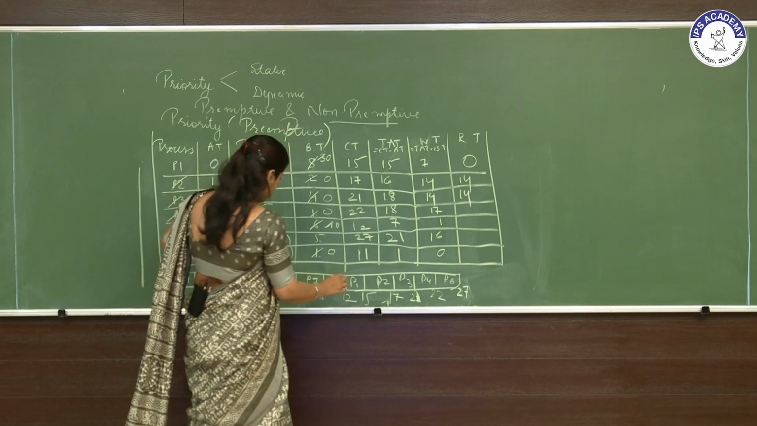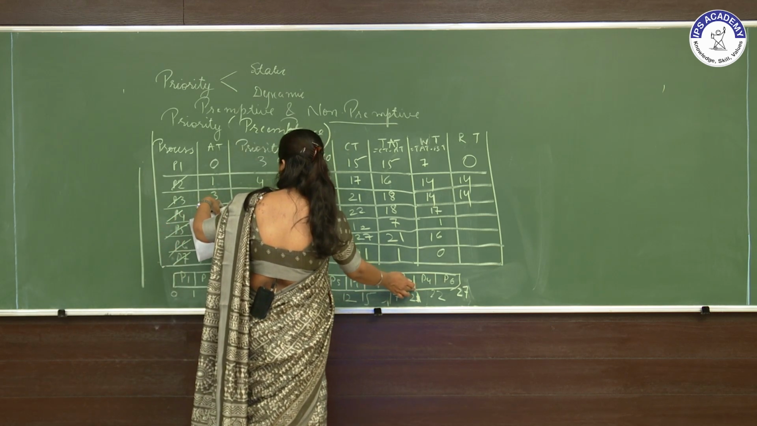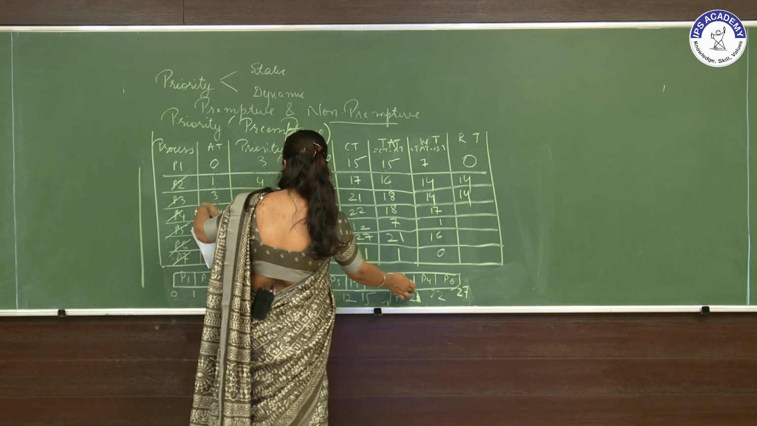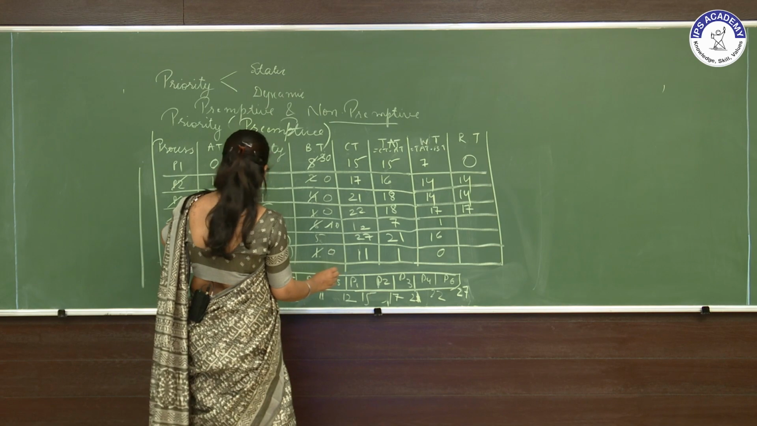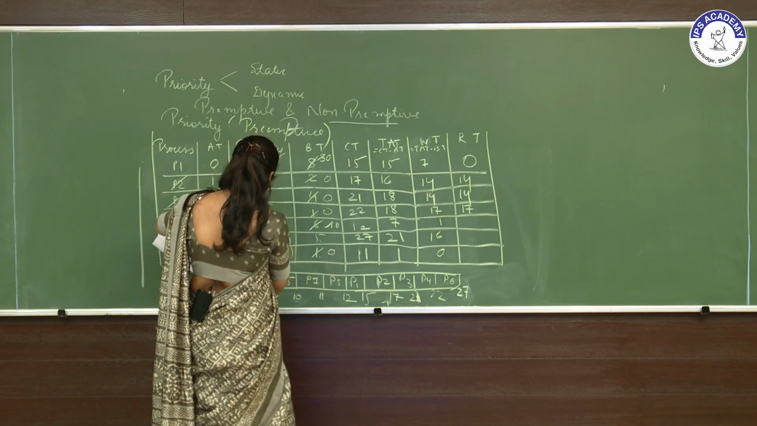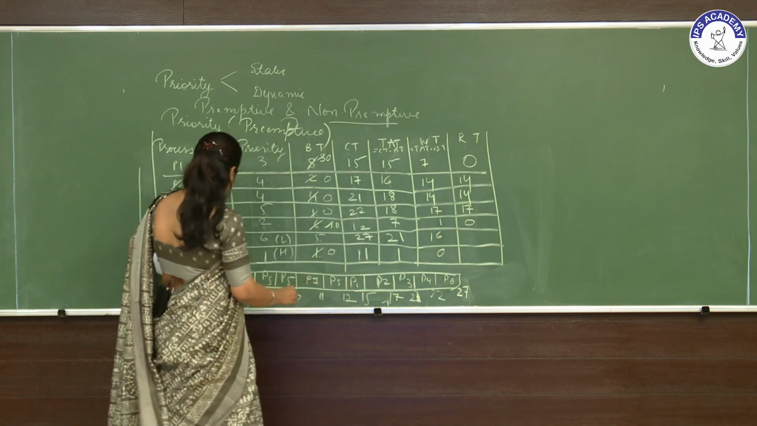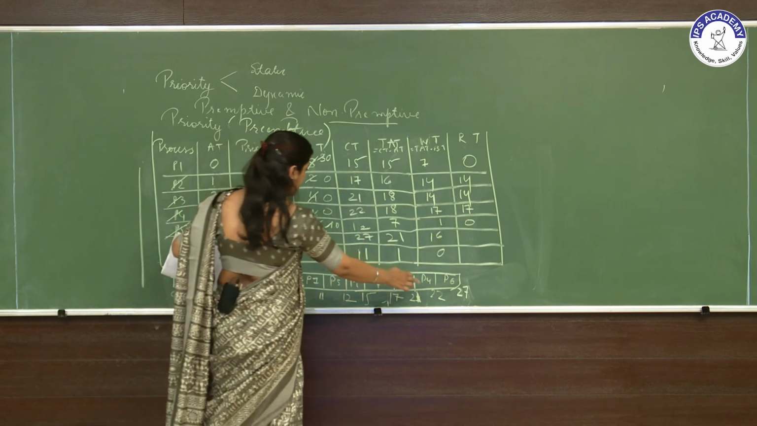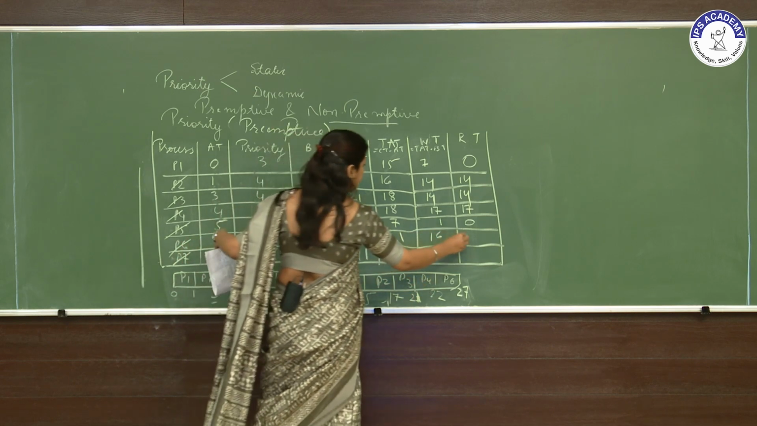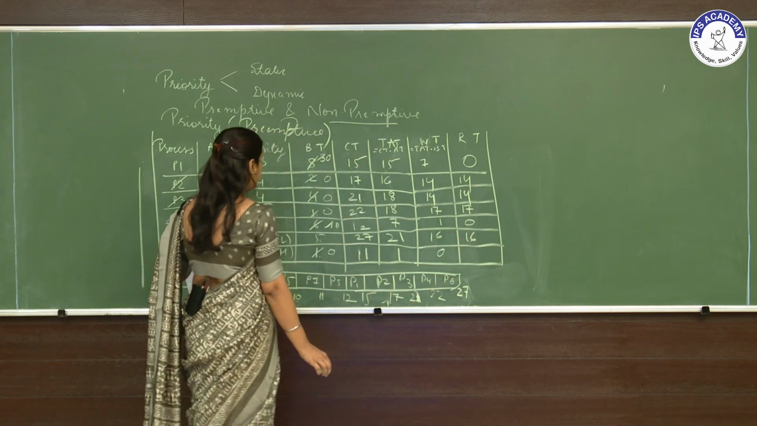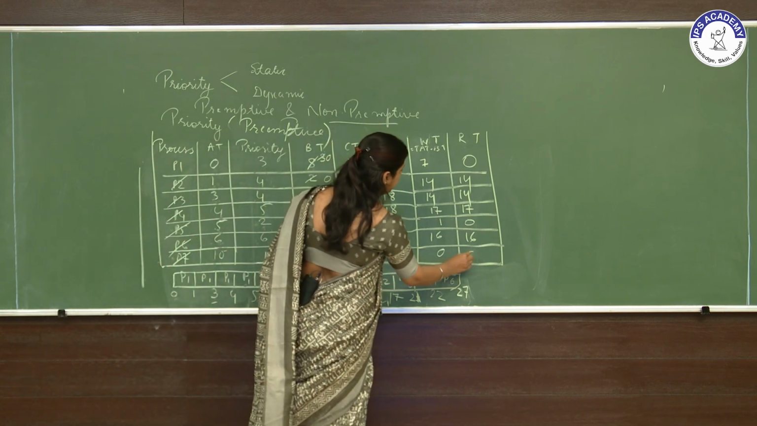For P4, the first response was given at 21. 21 minus 4, 17. For P5, the first response was given at 5. 5 minus 5 will be 0. For P6, the first response was given at 22. 22 minus 6 will be 16. And for P7, the first response was given at 10. 10 minus 10 will be 0.